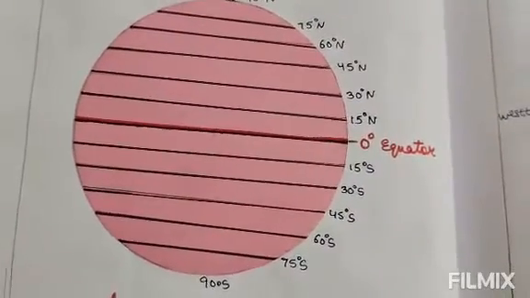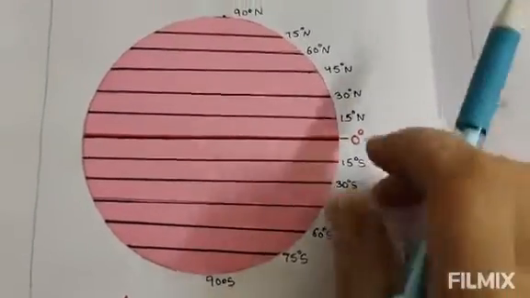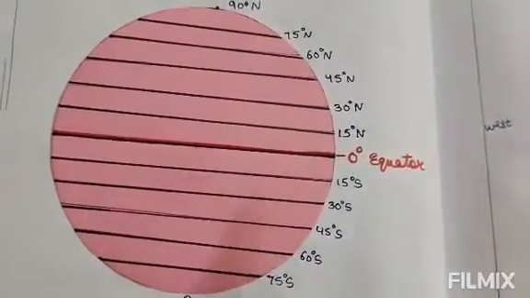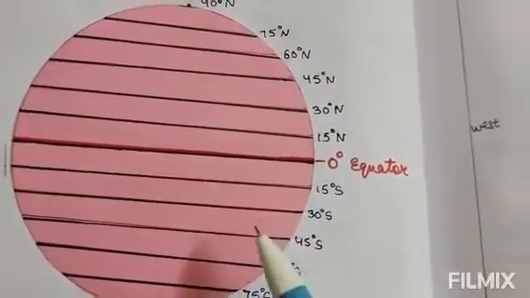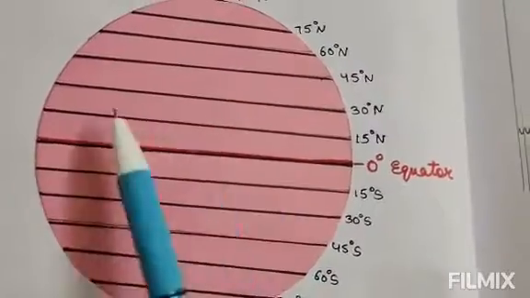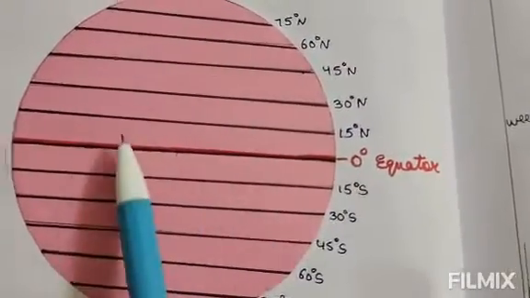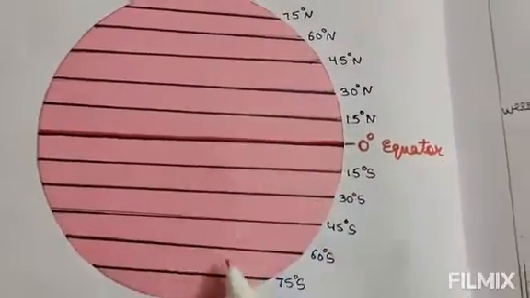Okay students, now let's study about latitudes. So you can see one more diagram or picture over here. This is representation of globe, right? This circle is representation of globe. Now you can see some horizontal lines over here. The middle one is equator and there are many lines parallel to equator. You can see this, right?